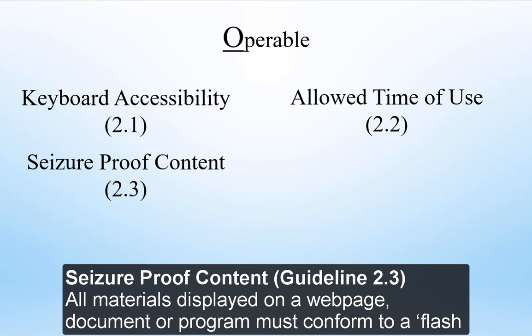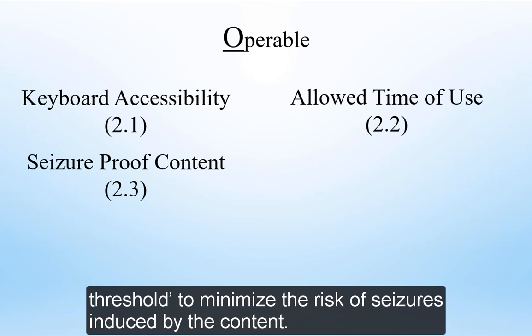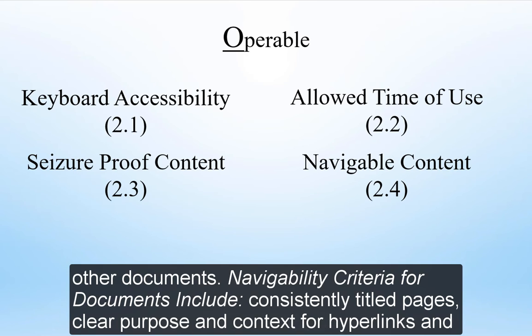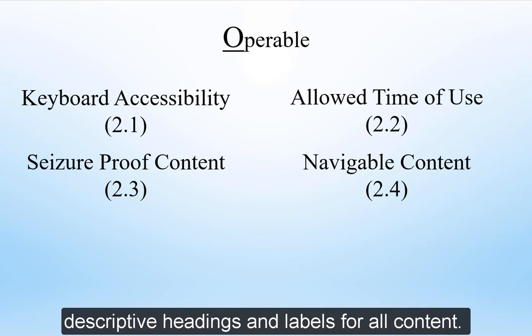Seizure-proof content. Guideline 2.3. All materials displayed on a web page, document, or program must conform to a flash threshold to minimize the risk of seizures induced by the content. Navigable content. Guideline 2.4. While many criteria involving navigation pertain only to web pages, a few relate to PDFs and other documents. Navigability criteria for documents include consistently titled pages, clear purpose and context for hyperlinks, and descriptive headings and labels for all content.